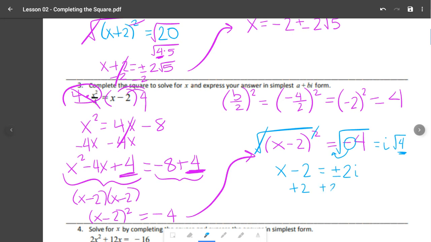Last step, add the 2 over. Just like with the radicals, though, that 2 that's moving right now, it is not like terms with the 2i. So it will just move to the front of the plus minus. So your final answer, 2 plus minus 2i.